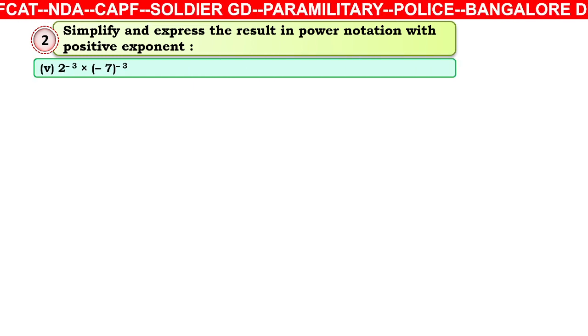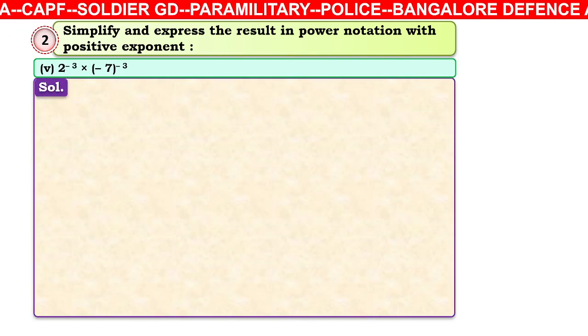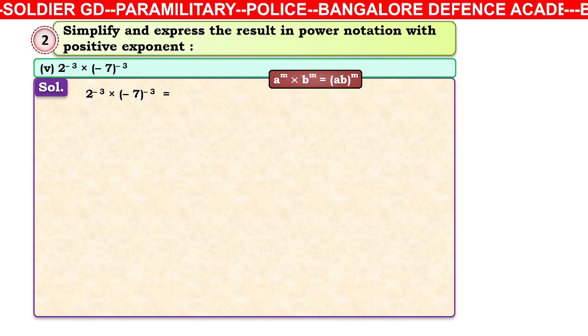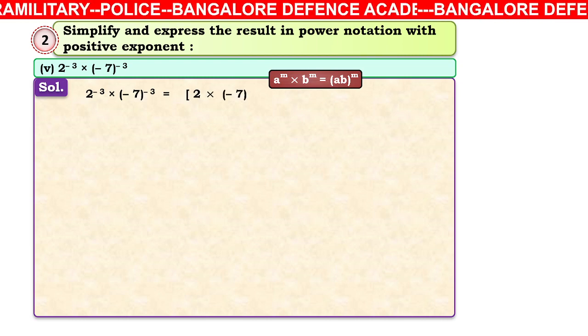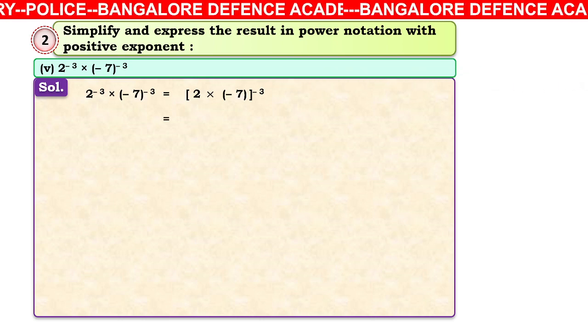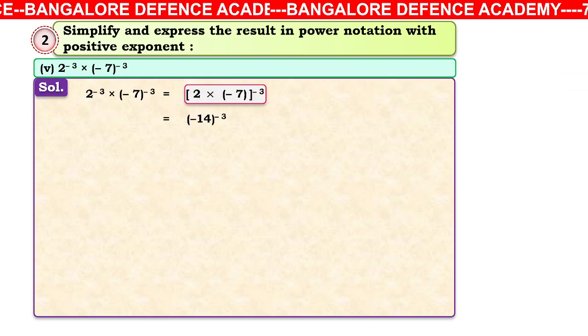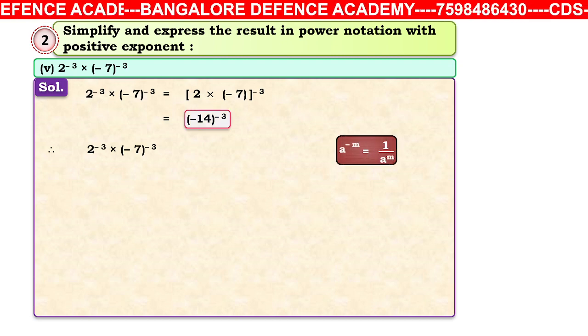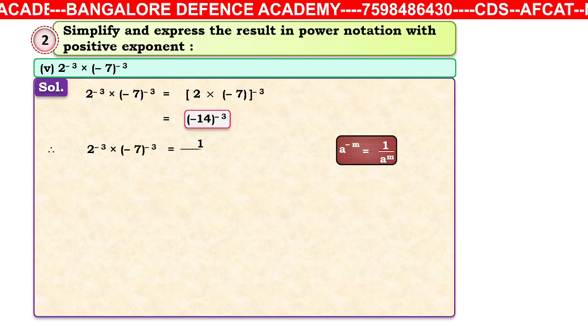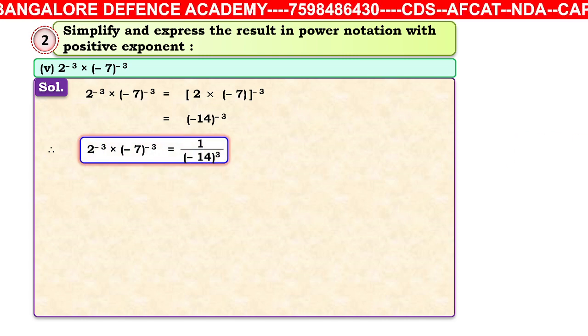Next, 2 to the power of minus 3 into minus 7 to the power of minus 3. When you solve this, you get the answer by taking the powers as common. So 2 into minus 7 to the power of minus 3, you get minus 14 to the power of minus 3, or you can directly write 1 divided by minus 14 to the power of 3. That's it. You can stop it here.